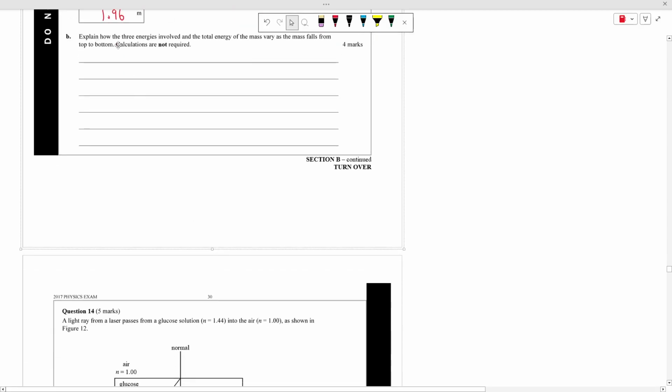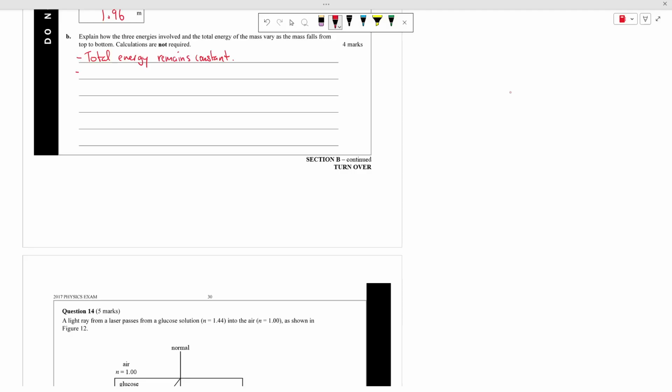Okay, part B, explain how the three energies involved and the total energy of the mass vary as the mass falls from top to bottom. Calculations are not required. Well, we can say the total energy remains constant because that's just what happens in an isolated system. Total energy remains constant, but the individual energies vary.